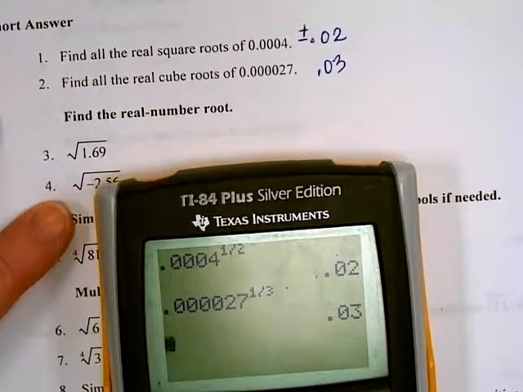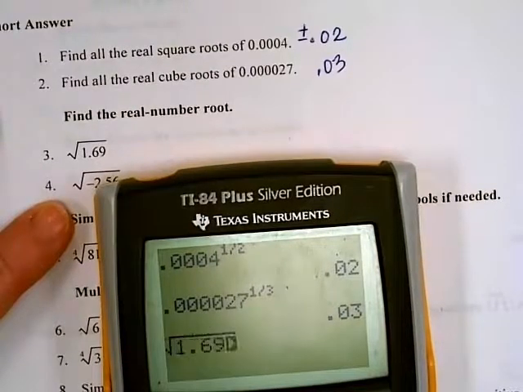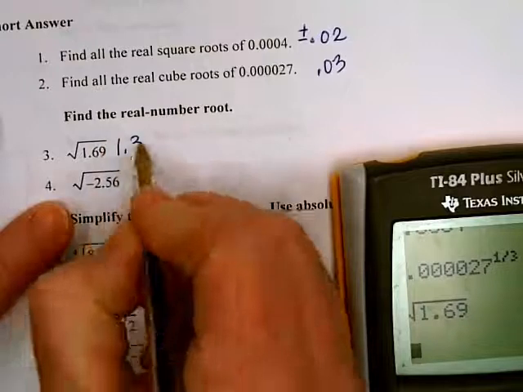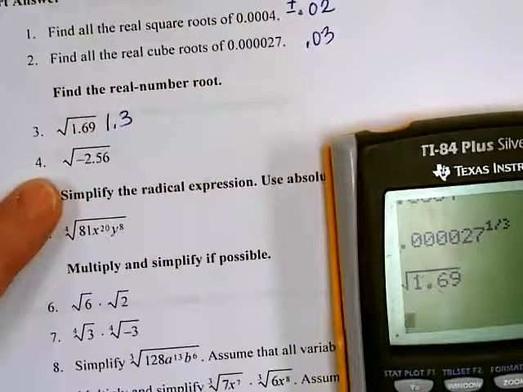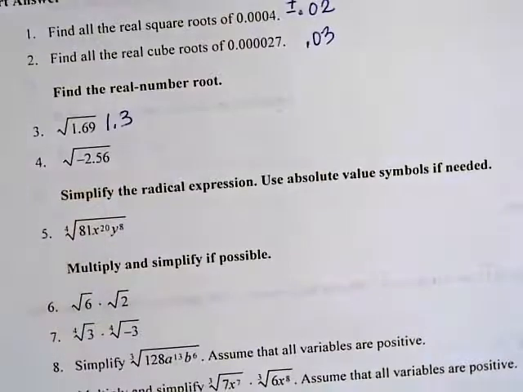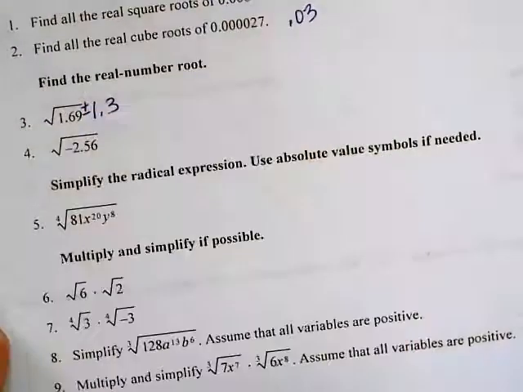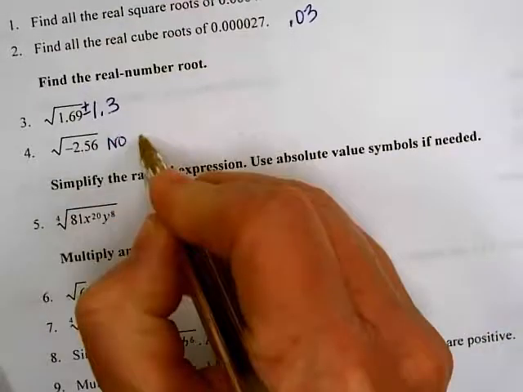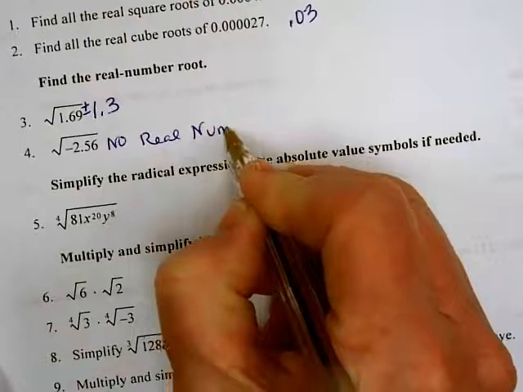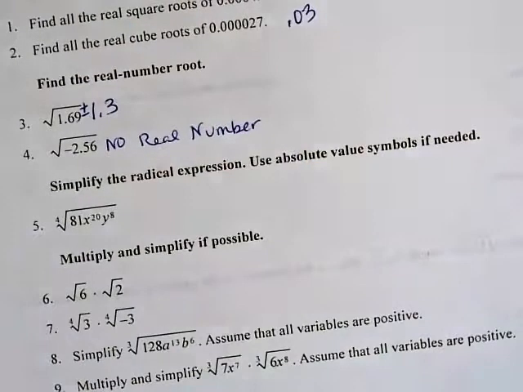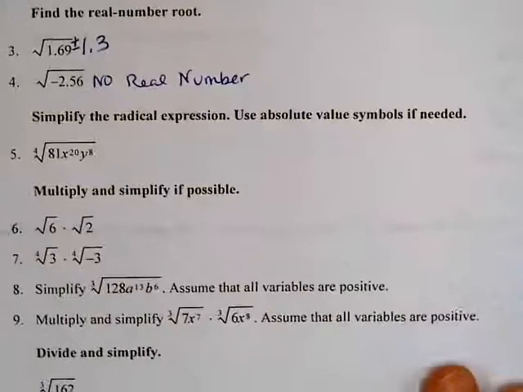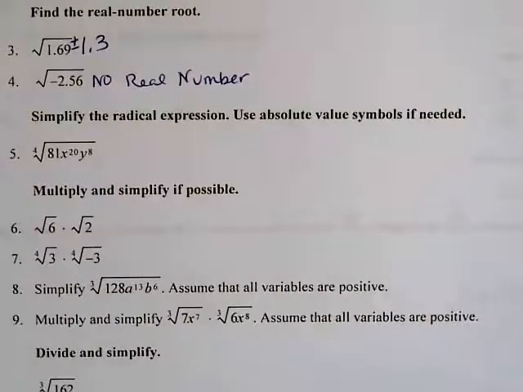Find the real number root. Square root of 1.69 is 1.3. What about number 4? No, well, it'd be imaginary. This one is plus or minus. The next one is no real number. If you did find an answer, it'd be an imaginary answer, and since they're asking for the real root, imaginaries are not what they're looking for.